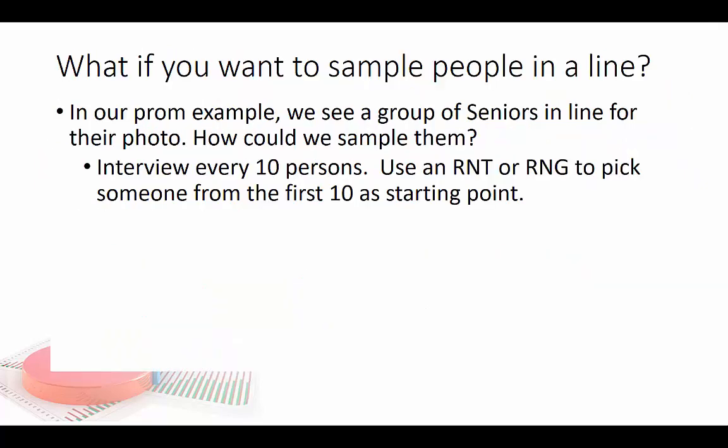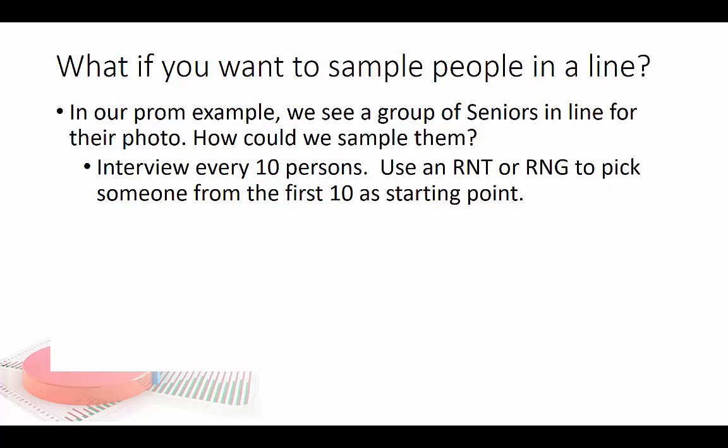So in our prom example, we could see a group of seniors in line for their photo. How could we sample them? Well, not all the seniors are going to be there all at once, so it's not like we can put their names in a hat and draw from there. What we could do is interview every 10 persons. Now, to make it random, we're going to randomize where we start in the line, okay?